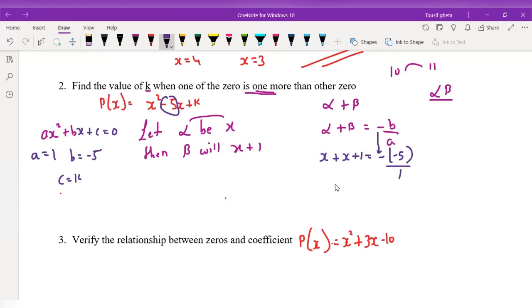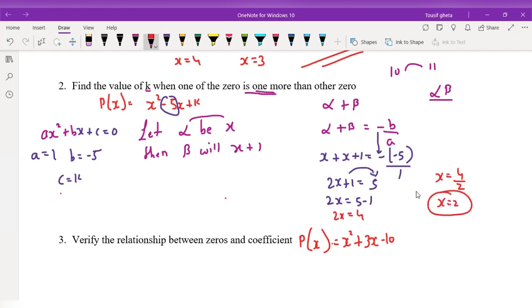x plus x plus 2x plus 1 is equal to 5. So 2x is equal to 5 minus 1. Transfer this plus 1 to the right hand side, we get it as minus 1. So 2x is equal to 4. So x is equal to 4 by 2. x is equal to, we got it as what? 2. That was our x value.